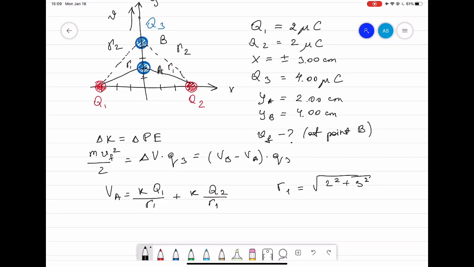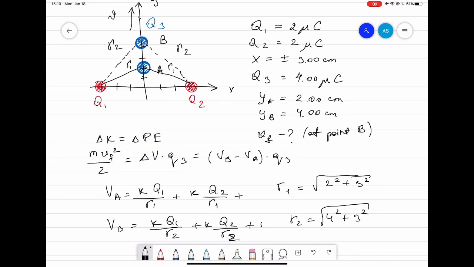And what about V B? Now V B is equal to K Q1 divided by R2 plus K Q2 divided by R2. Okay. Now, as I said, when you have only two charges, you can find it in this way. If you have additional charges, you can just add on, like K Q3, and so on. Since R2 here can be found by, again, the Pythagorean theorem, 4 squared plus 3 squared under the square root.